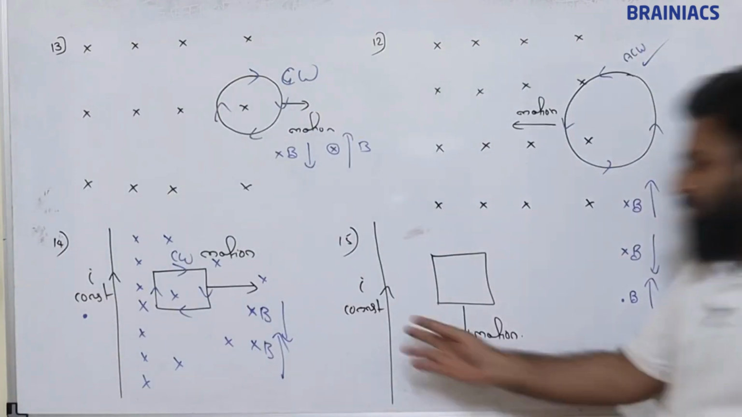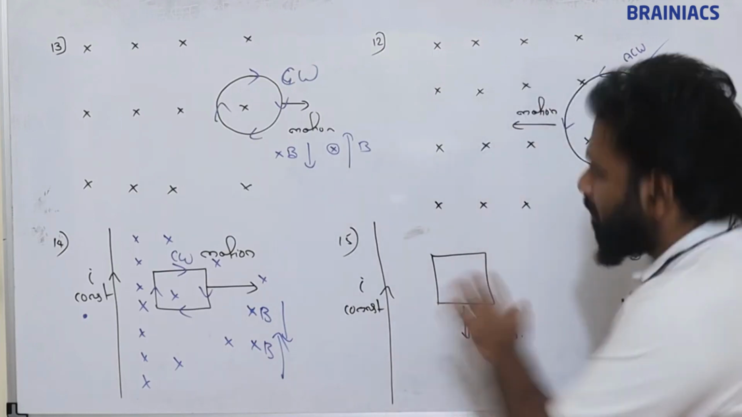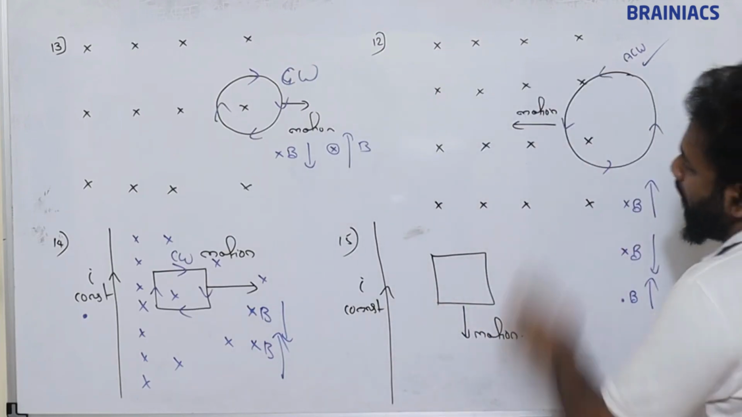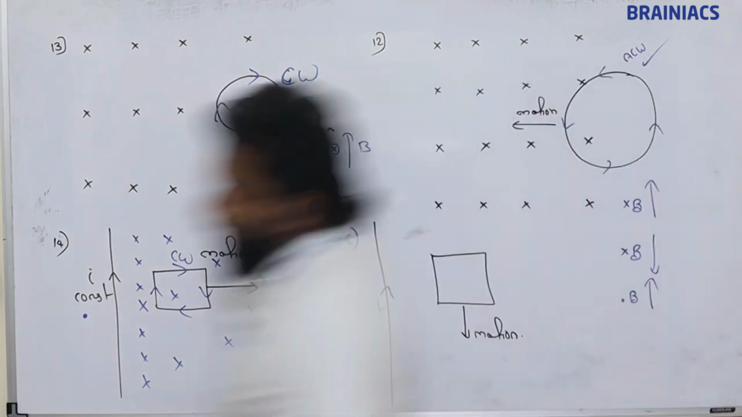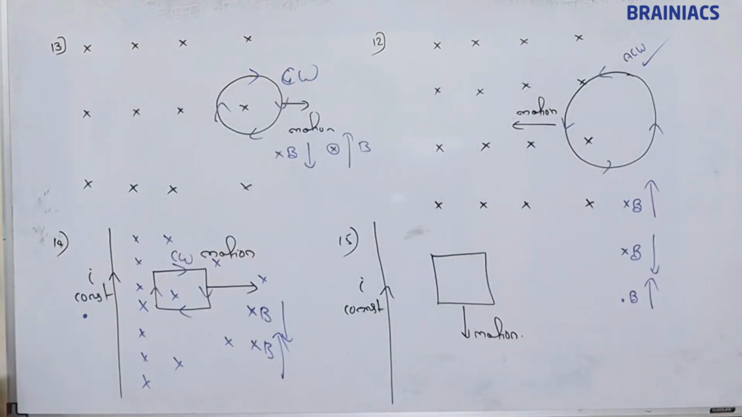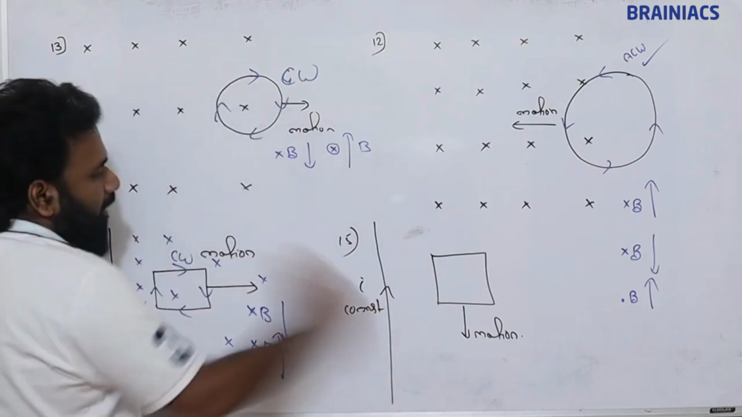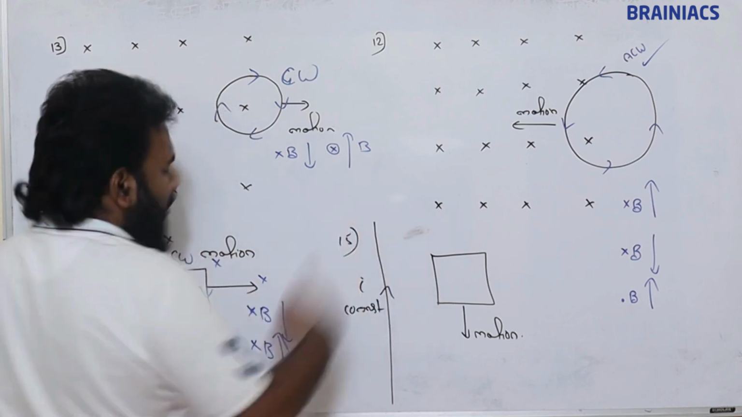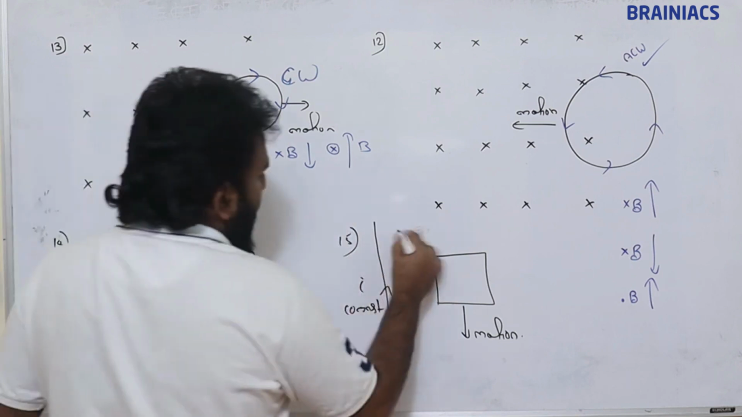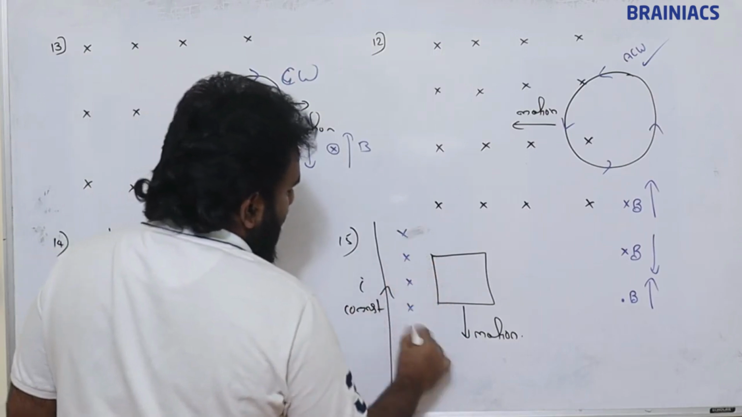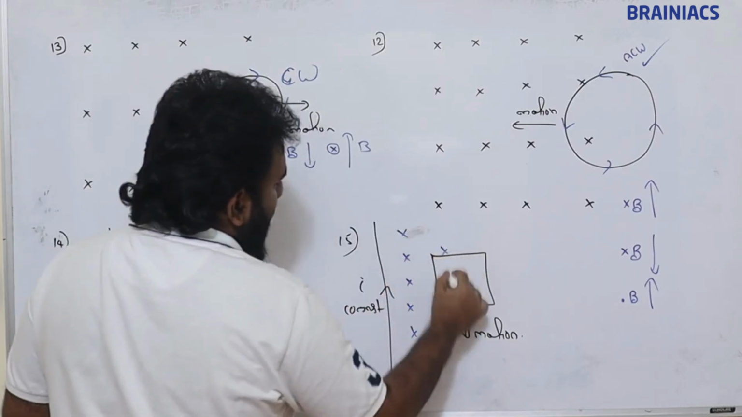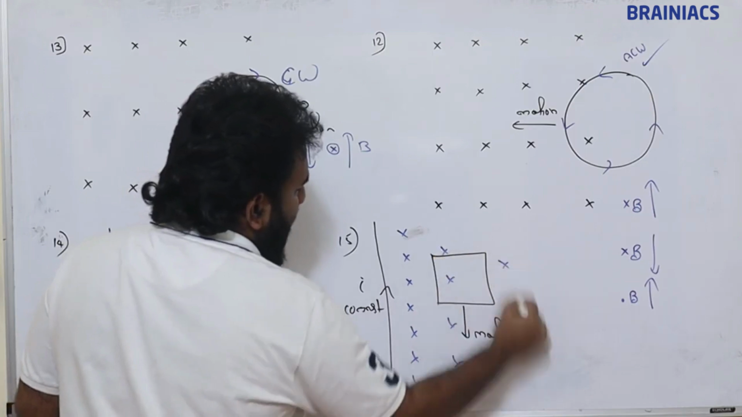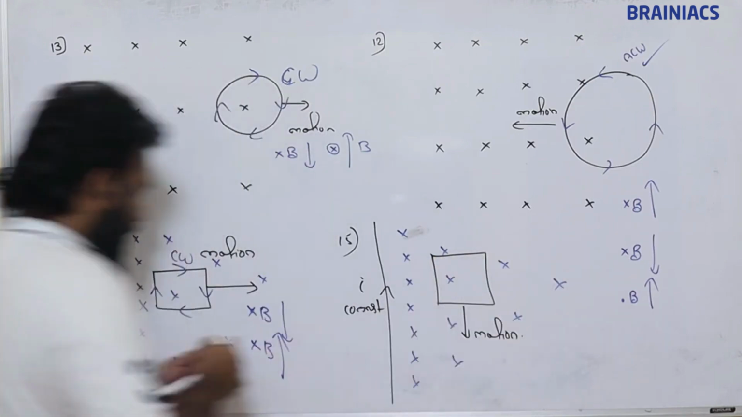Fine. What about this one? Pause the screen, do it yourself. This one, pause the screen and do it yourself. Try to find the direction of induced current in this case. Got it? Now current is running like this, this side cross, this side dot. So cross magnetic field here, like this. When we go away, the intensity of cross magnetic field will be reduced.